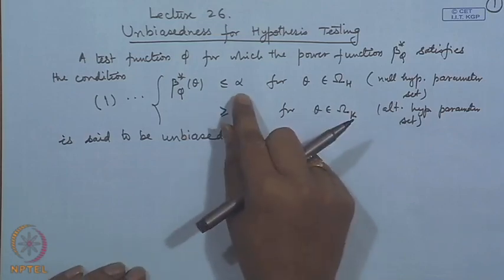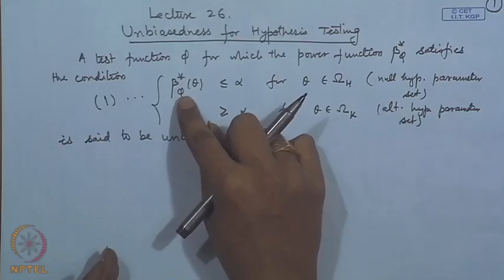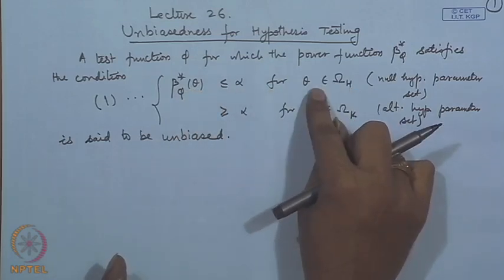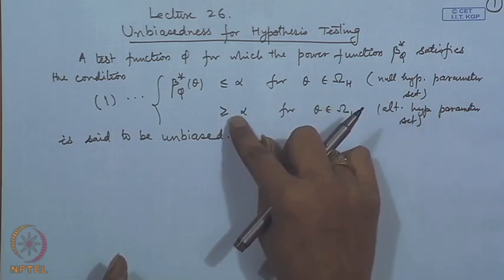Now, let us see what this is. For example, we have considered theorem 2 when the families with a monotone likelihood ratio were there, and the testing problem for theta less than or equal to theta naught against theta greater than theta naught. What we showed there is that beta phi theta is an increasing function. So, at theta equal to theta naught, the probability of type 1 error is the maximum, and therefore beta phi star theta was less than or equal to alpha for theta belonging to omega h, that is theta less than or equal to theta naught, and thereafter it was greater than or equal to alpha. So, it was an example of an unbiased test.